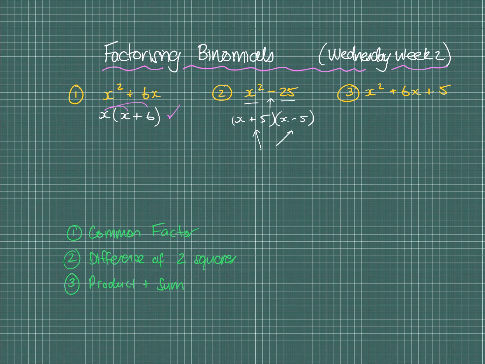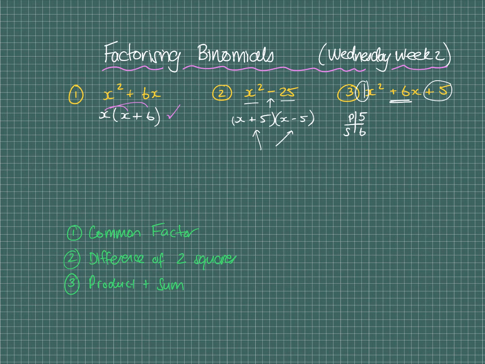The last one, there's no common factor. It's not a difference of two squares. Therefore, product and sum is most likely what I'll be looking at. Now, of course, if you really want to use something like completing the square, you could, but I do not encourage it at all. Your product number comes from 1 times the 5. Remember, we said the first number times the last number. That's where it comes from. And then the middle number, the sum, is positive 6. So we're looking for two numbers that multiply together to give 5, which is the product, and add together to give 6, which is the sum.